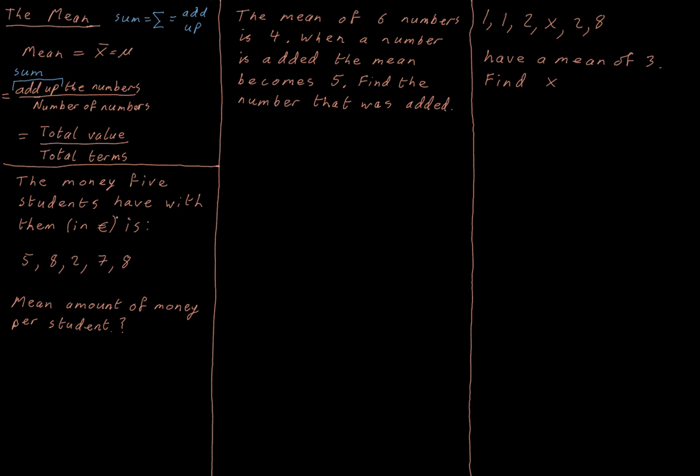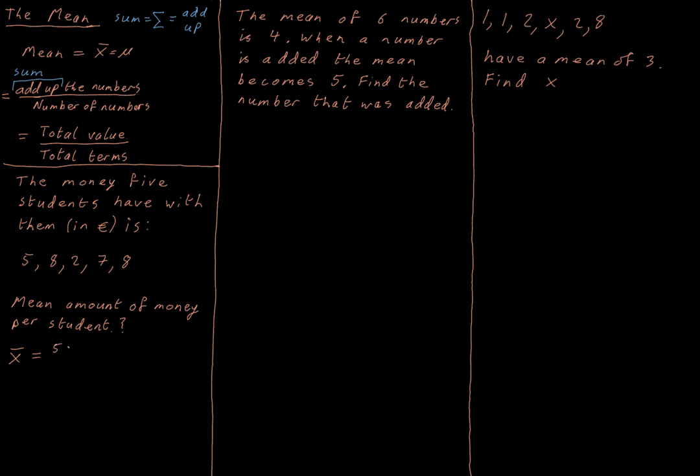The money 5 students have with them in euro is €5, €8, €2, €7, and €8. So our data is not arranged from smallest to biggest in this case. If we were dealing with mode or median, that would be our first step, write everything from smallest to biggest. For mean, we don't really need to. The mean amount of money per student is what we're asked for. So I'm going to use the language we have for this. This is going to be X bar, and this is going to be the sum of all of our numbers divided by the number of numbers.